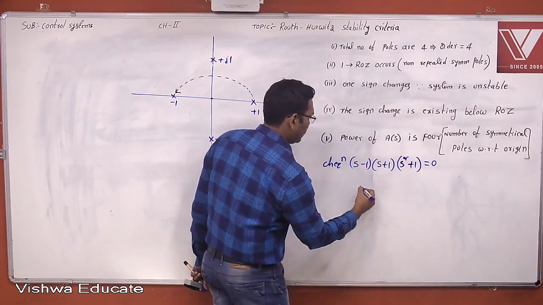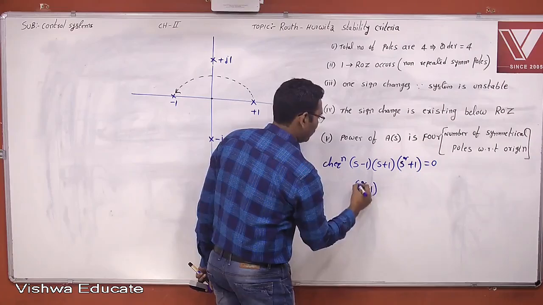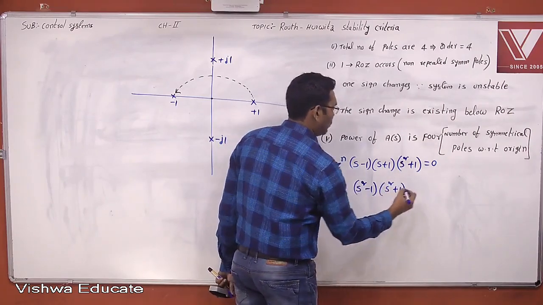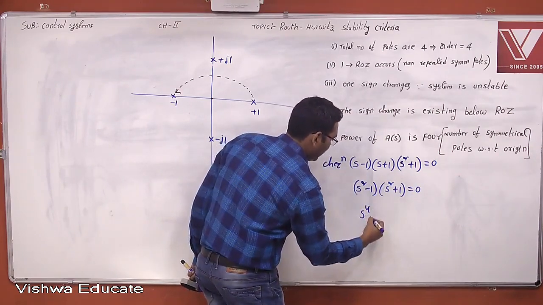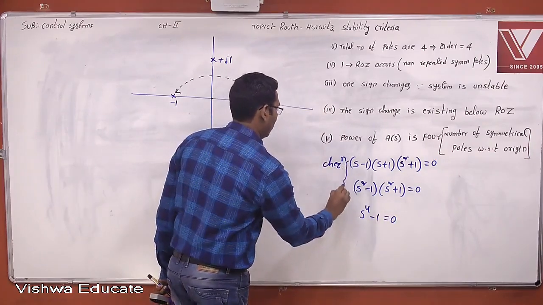Therefore, what is the characteristic equation? (a minus b)(a plus b) is a squared minus b squared. Now this is s squared minus 1, then again (s plus j)(s minus j). Therefore the characteristic equation is the product of these, and this is finally the characteristic equation. Is it right or not?